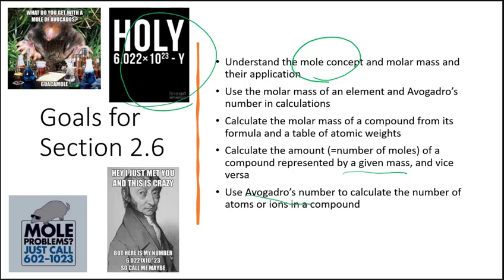Holy moly! What do you get with a mole of avocados? You get guacamole. Mole problems, just call. We're going to learn that 1 mole of anything is 6.02 times 10 to the 23rd. And I love this guy.